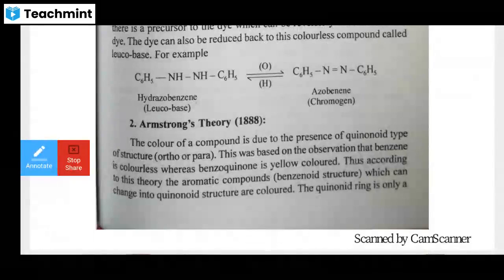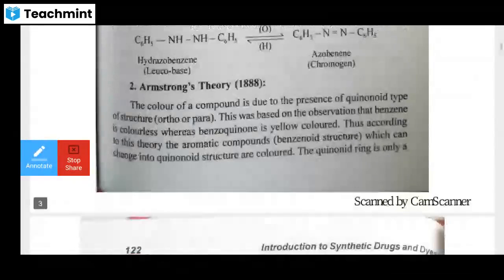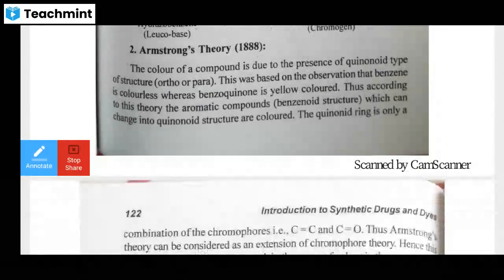Next theory is the Armstrong theory. The color of the compound is due to the presence of quinoid types of structures. आर्मस्ट्रॉन्ग थ्योरी क्या बताती है कि जो कलर है वो किसके वजह से, क्यूनॉइड टाइप ऑफ स्ट्रक्चर यानी ऑर्थोपैरा स्ट्रक्चर की वजह से किसी भी कंपाउंड के स्ट्रक्चर को कलर है। ओके, this was based on the observation that benzene is colorless. अब बेंजीन रिंग है, बेंजीन रिंग को कोई भी ग्रुप अटैच होता है क्या?